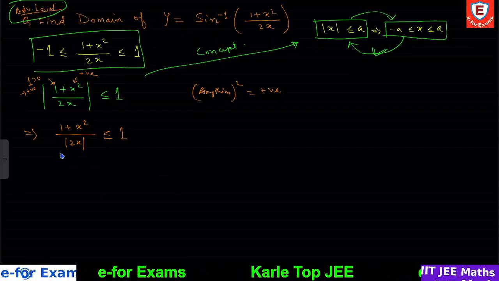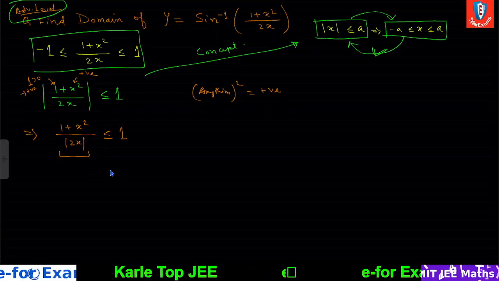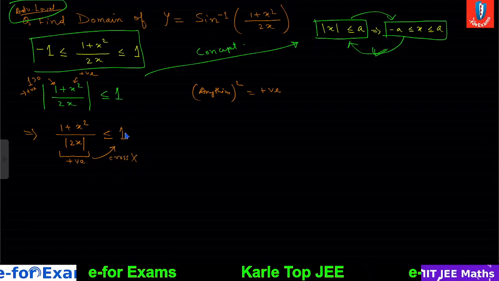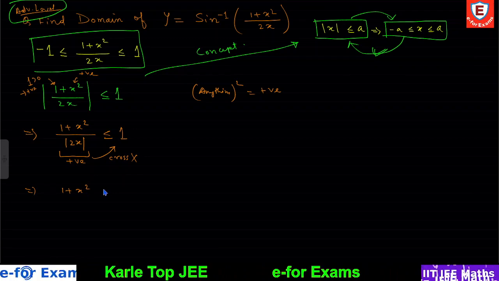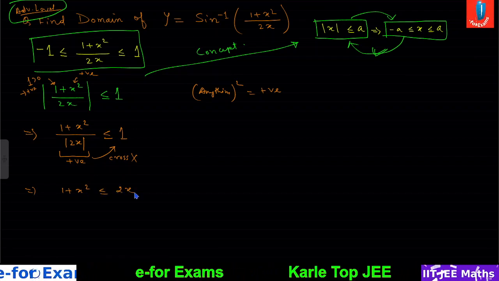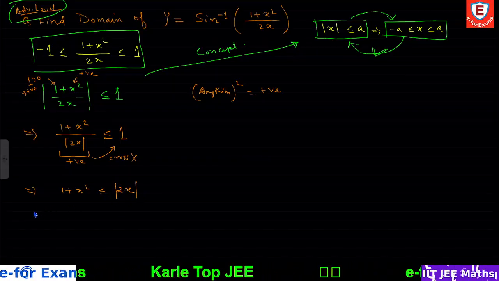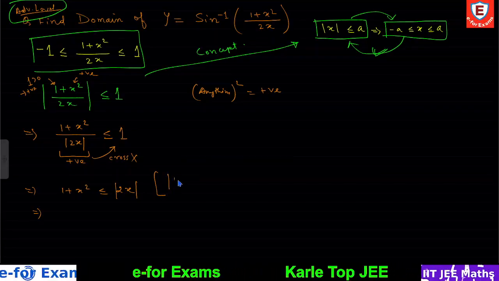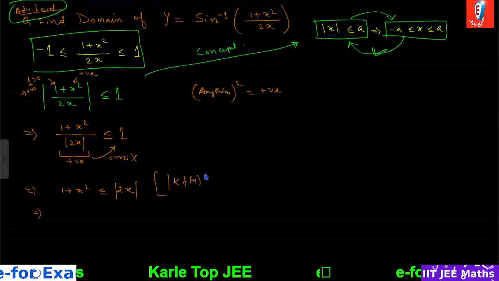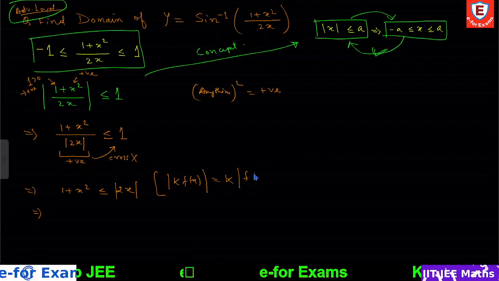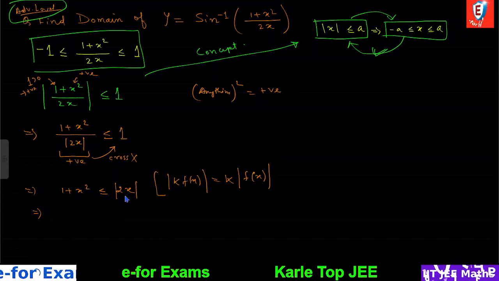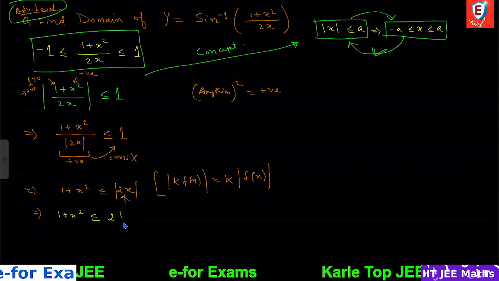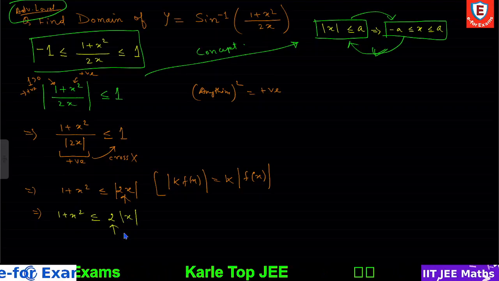Now let us check this whole thing. Mod of anything is always positive, so we can cross multiply. Cross multiply, then 1 plus x square less than or equal to mod of 2x. In the mod, we have seen this: mod of constant k and some f of x is equal to, constant can be taken outside the mod, k into mod f of x. This one we are going to use here. So 1 plus x square less than or equal to 2 into mod of x. Now try to remove this 2.